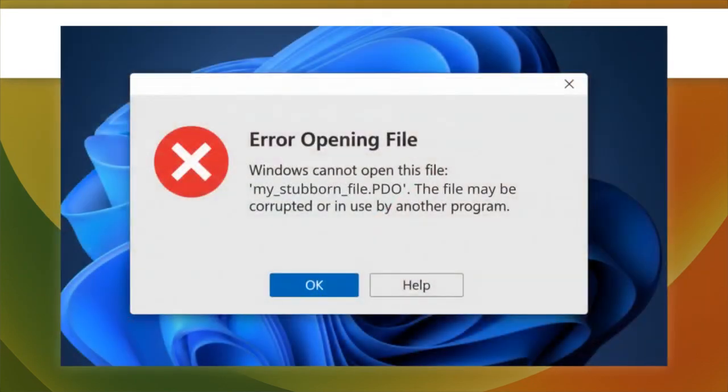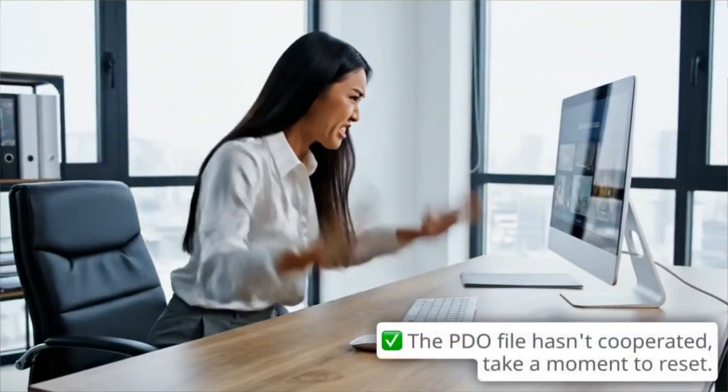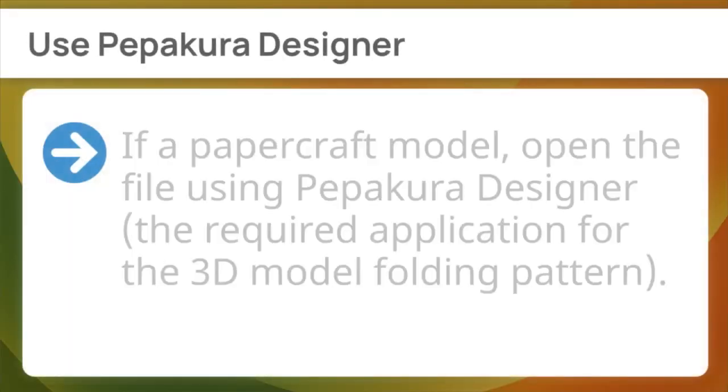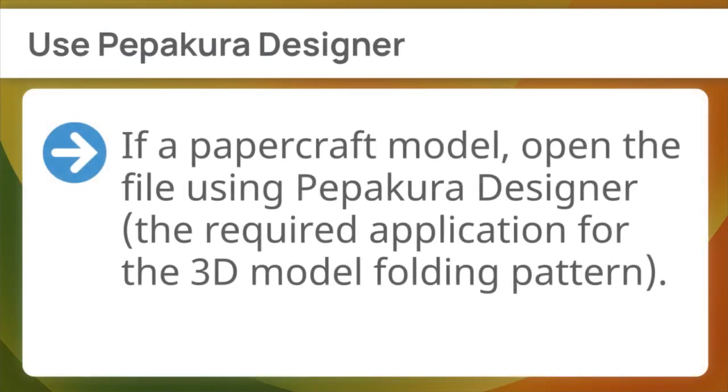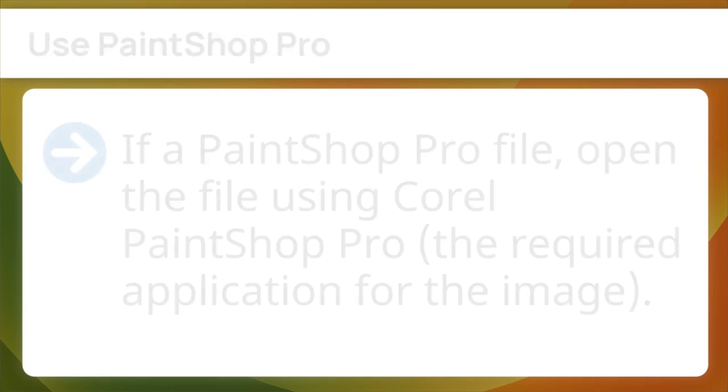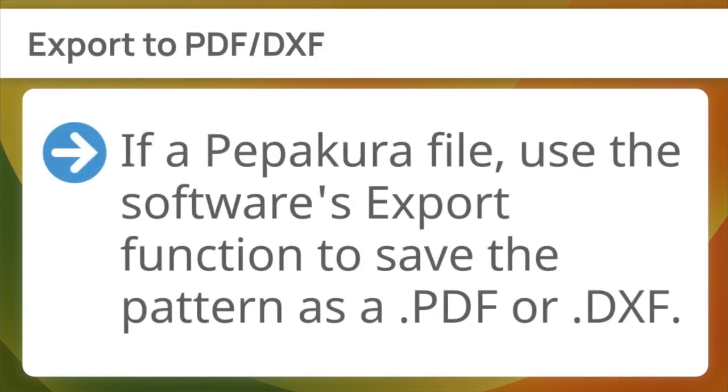When a PDO file fails to open, it is usually for a basic reason. You're dealing with a stubborn file. Let's test the following common failure points to see where the problem is originating. First, use Pepakura Designer. If a papercraft model, open the file using Pepakura Designer, the required application for the 3D model folding pattern. Next, use PaintShop Pro. If a PaintShop Pro file, open the file using Corel PaintShop Pro, the required application for the image. Finally, export to PDF or DXF. If a Pepakura file, use the software's export function to save the pattern as a PDF or DXF.